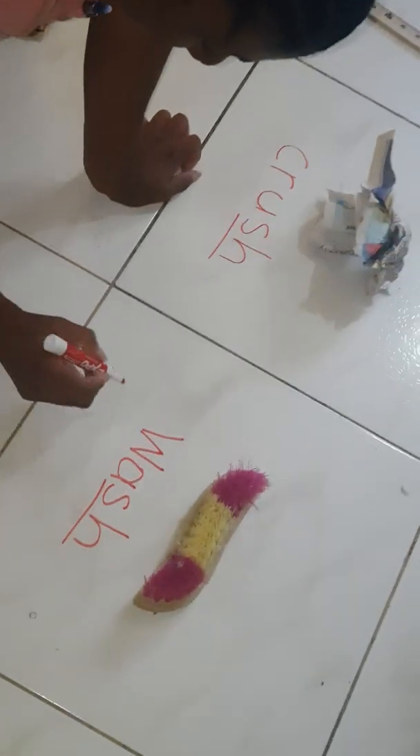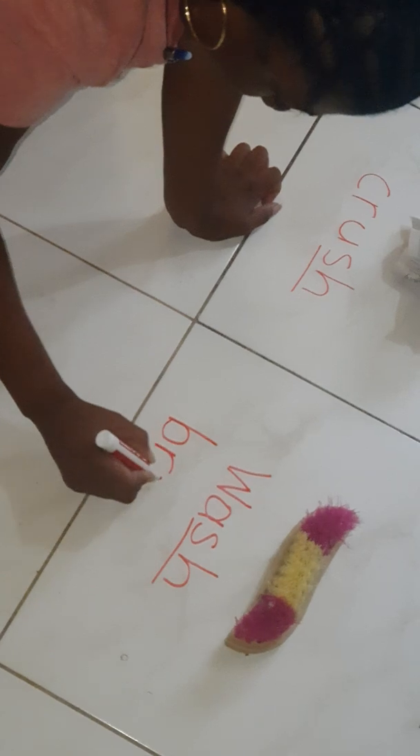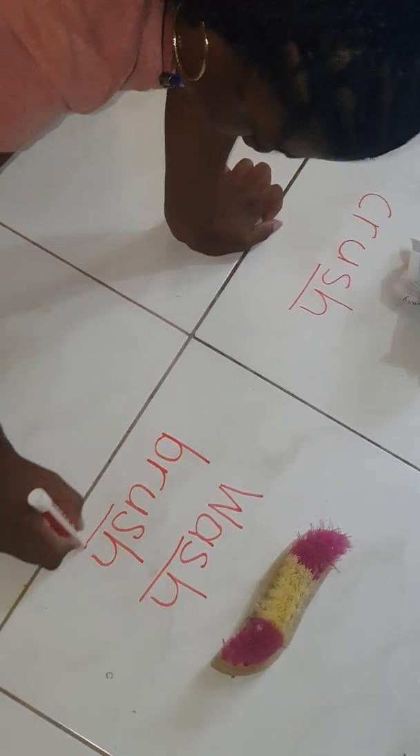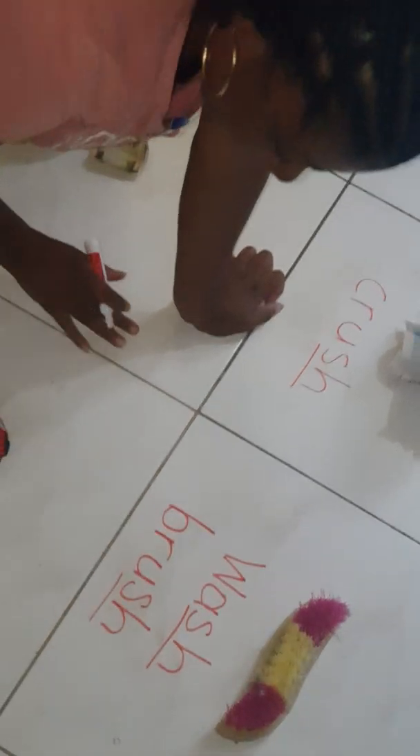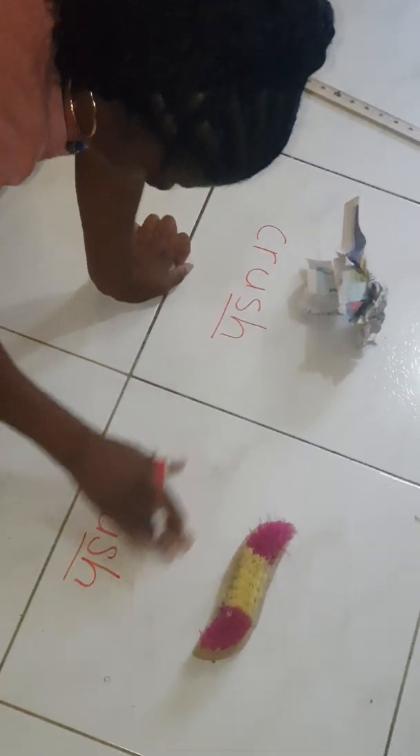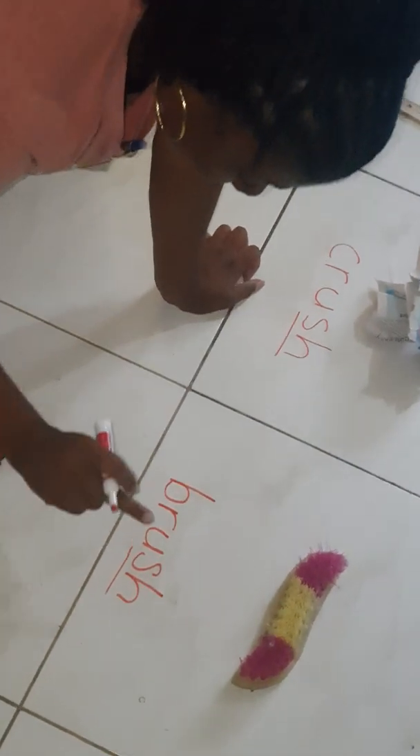But the name of this item is a brush. Look at it. B-R-U-S-H, brush. Right? So that is a brush. We don't want to write this one yet. I was just going to tell you what we use it to do. But so we have crush and brush.